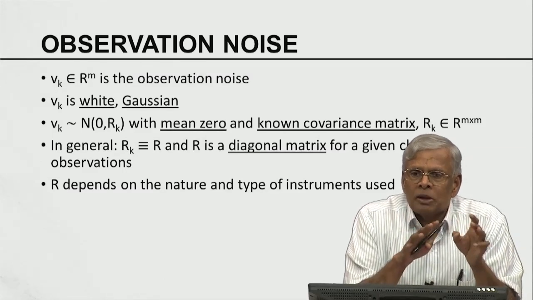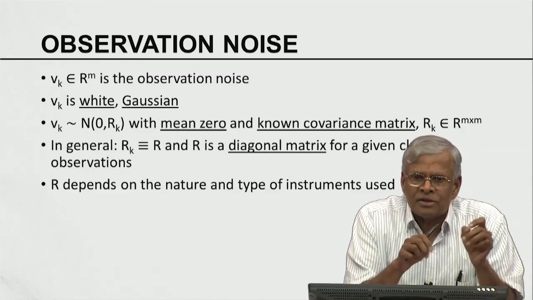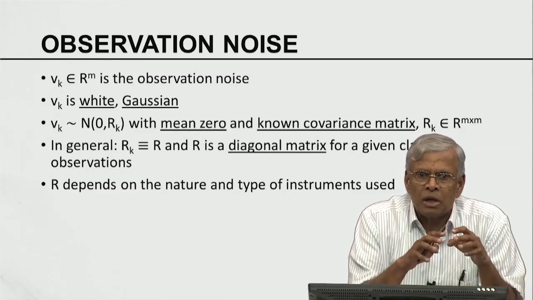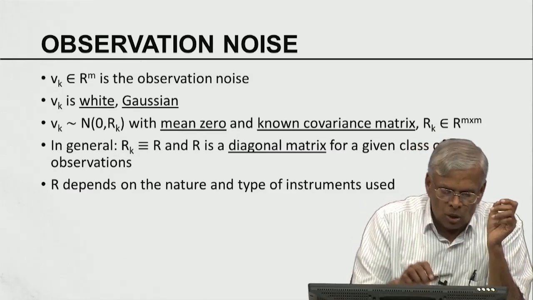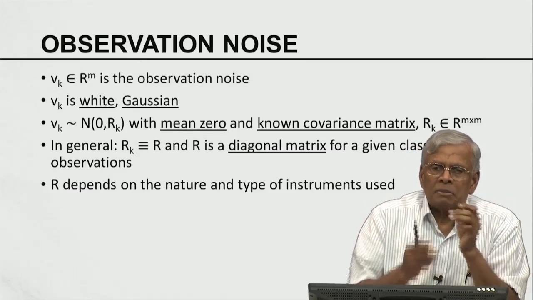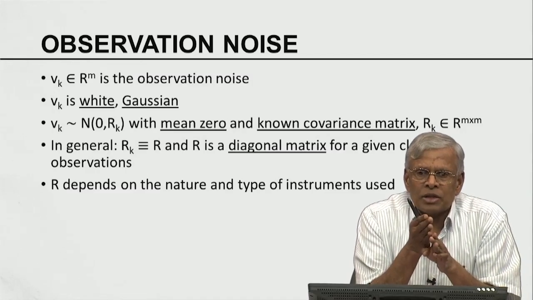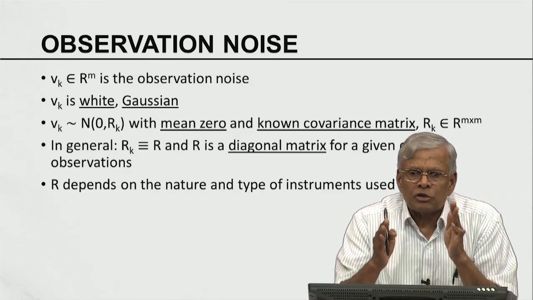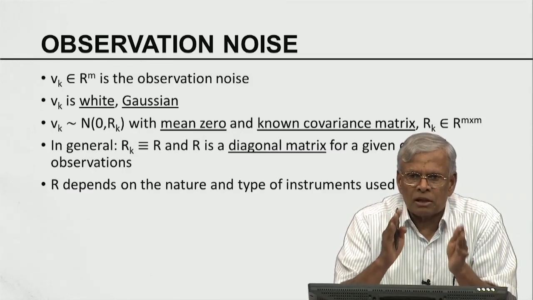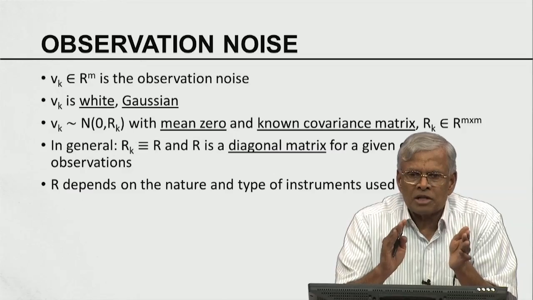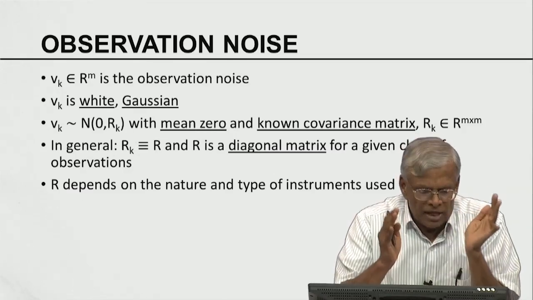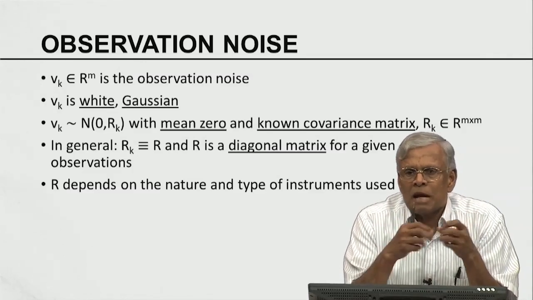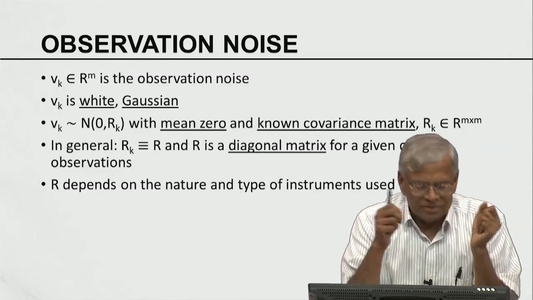So, in principle, observations are riddled with errors. One way to model the error, right from the days of Gauss, is to model the observation error as a white Gaussian noise. That means at a given time, the noise is Gaussian distributed. But if you consider two different times, there is no correlation. There is no temporal or spatial correlation between the observation noise that affects the observation at two different times or two different points in space. These are the key assumptions that are made to simplify your analysis.